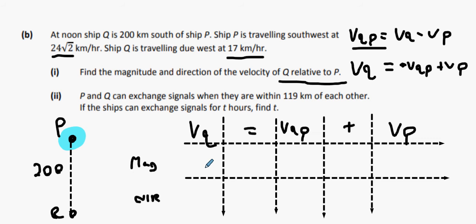Alright, so what's VQ? It doesn't say intercept course, does it? If it doesn't say intercept course, then you can't really assume there's an interceptor, right? So, what's VQ? 17, and where's it travelling? West. Okay. VP? 24 root 2. Yeah. And where's it going? Southwest, right? Is that four pieces of information? Yeah. Should be doable.